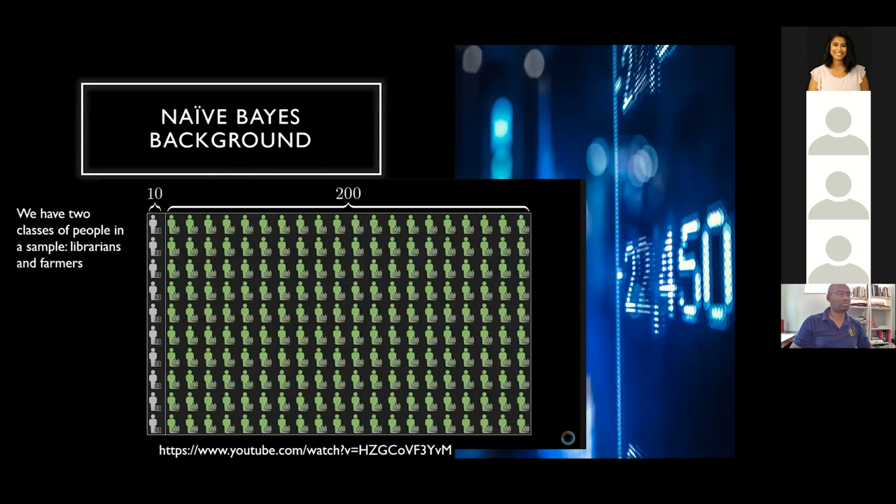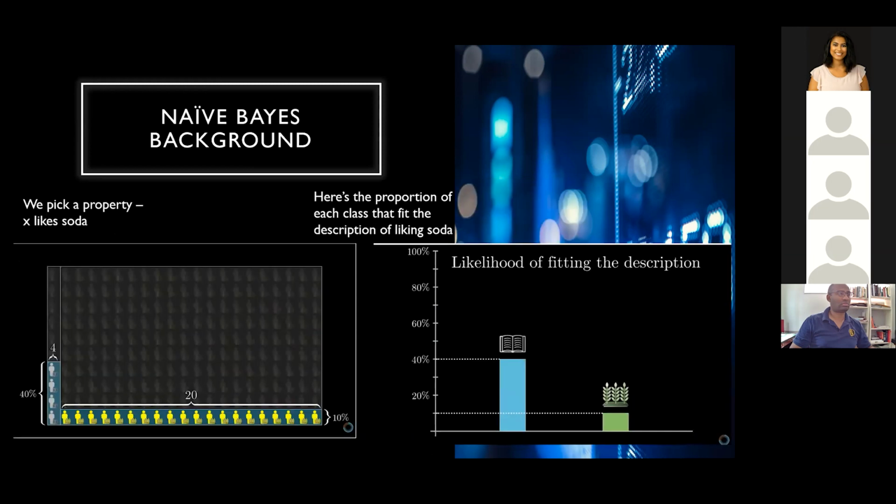So I'm just going to do a little bit of background on Bayes' theorem. This YouTube video, which I took a few screenshots from, does a really good job of visualizing what's going on. In their example, they have a set of 210 people. 10 of them we're going to classify as librarians, and 200 of them will classify as farmers. So we have 2 classes. Then we pick a property. For example, let's say the person likes soda or does not like soda.